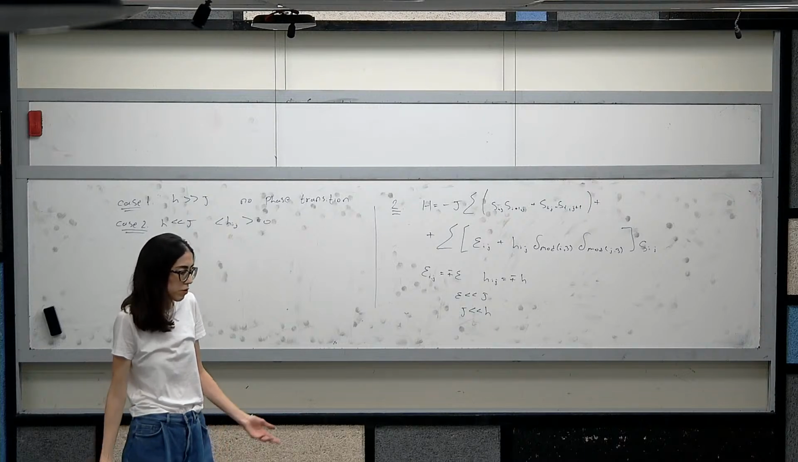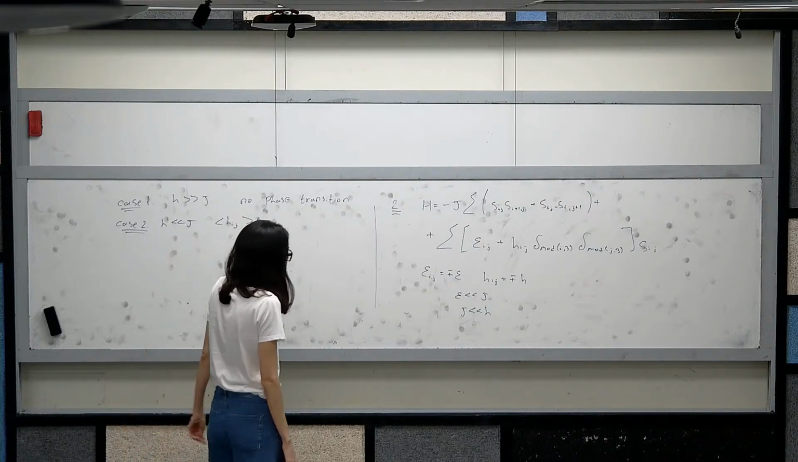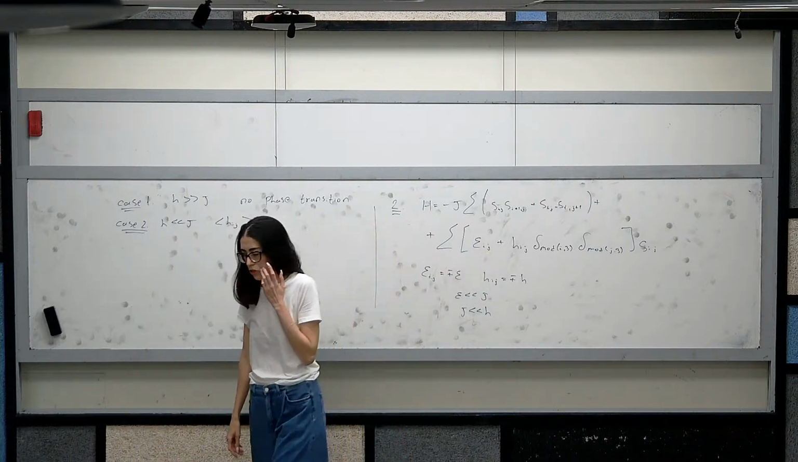You need to know what anti-ferromagnetic and ferromagnetic are. That's it. But yes, someone needs to tell you what the dimension is.